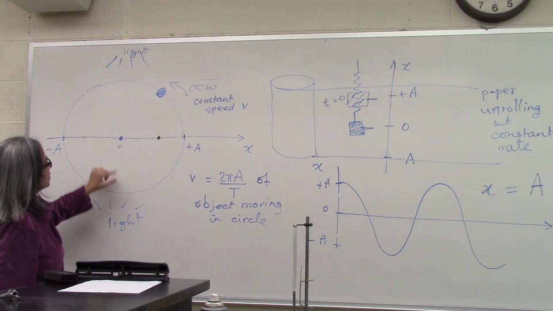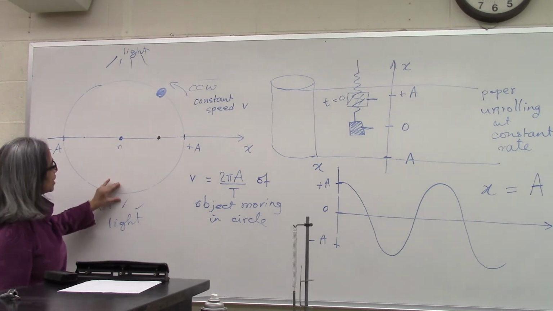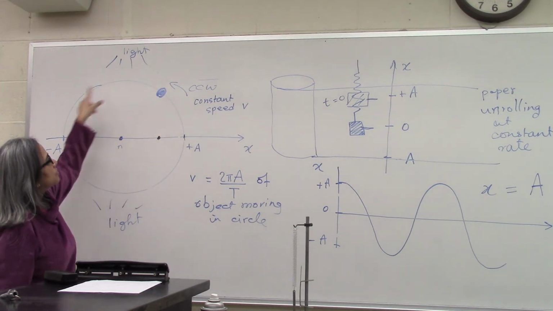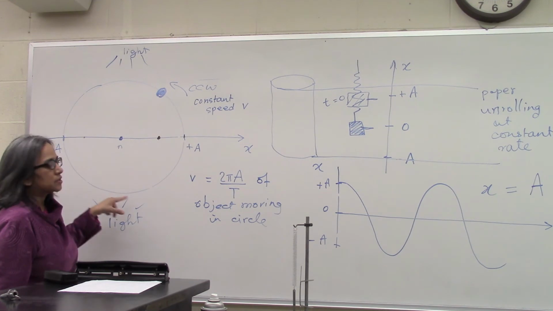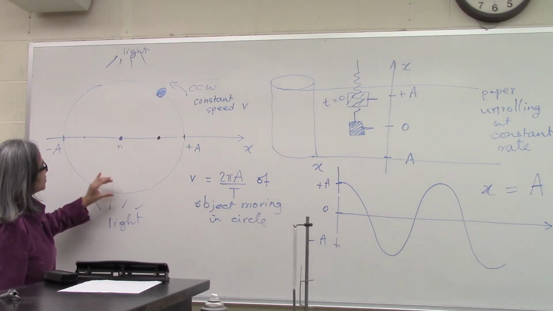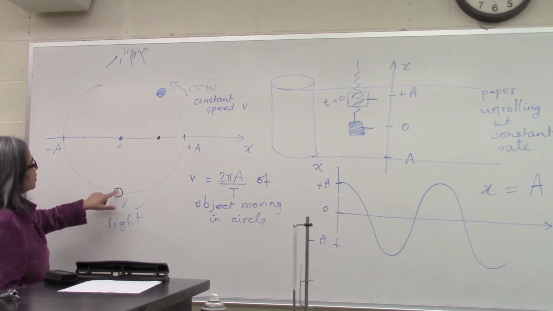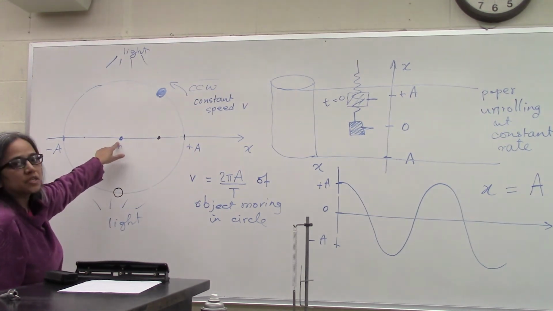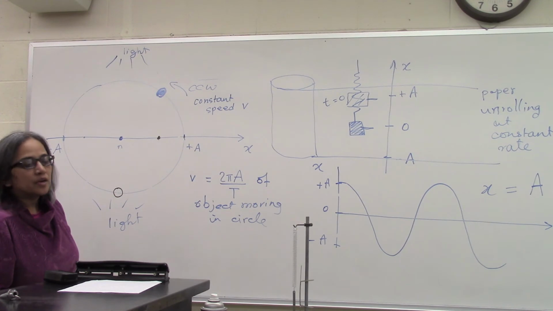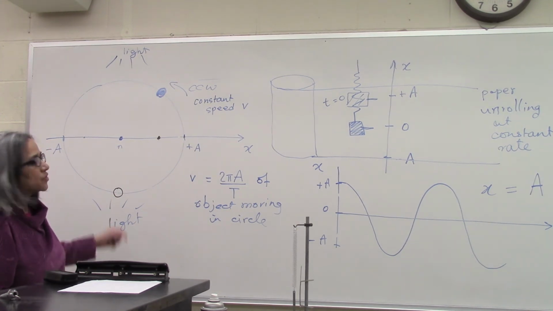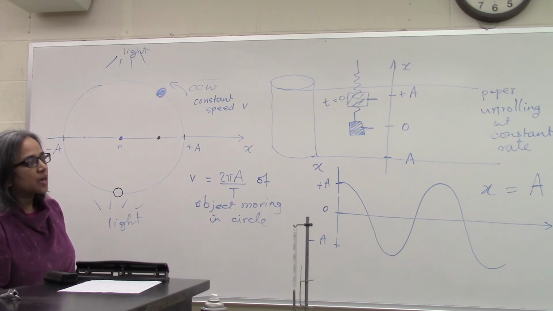If it's here, its shadow is at x equals 0, and it's moving towards plus A, because remember, it's always moving counterclockwise. So that means that this is the position of the imaginary object moving in a circle that corresponds to an oscillator where we've started the timer at x equals 0 when it's moving towards plus A, which will give us x equals A sine 2 pi f t.